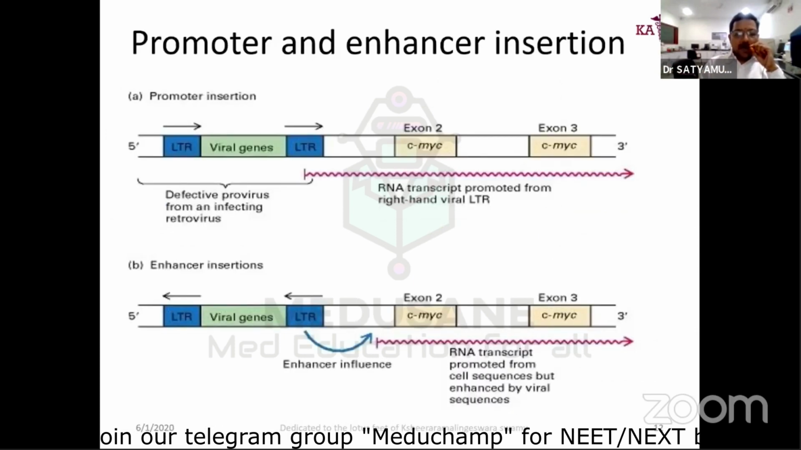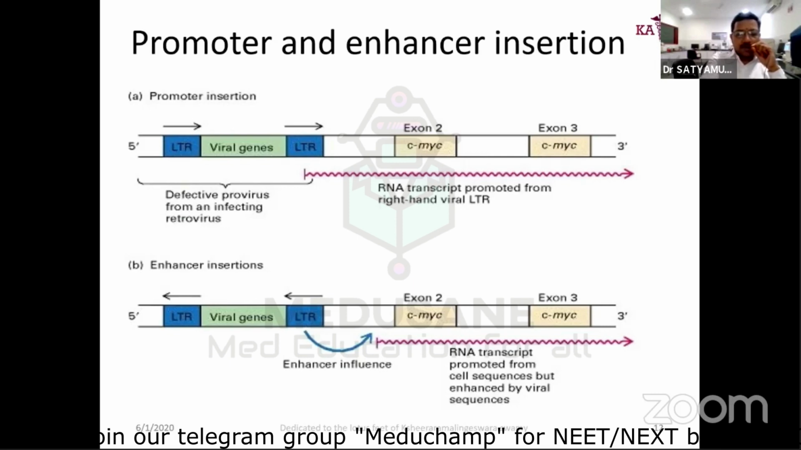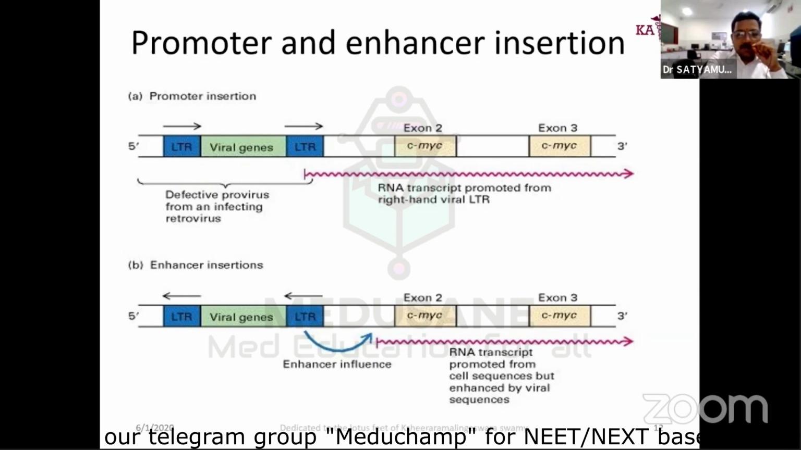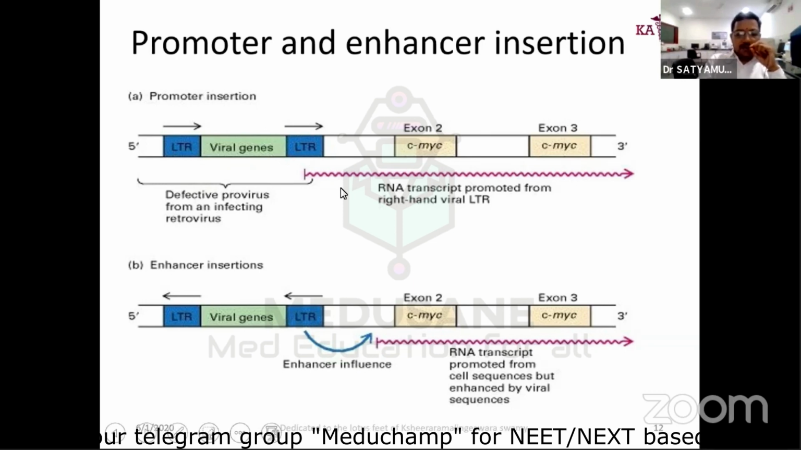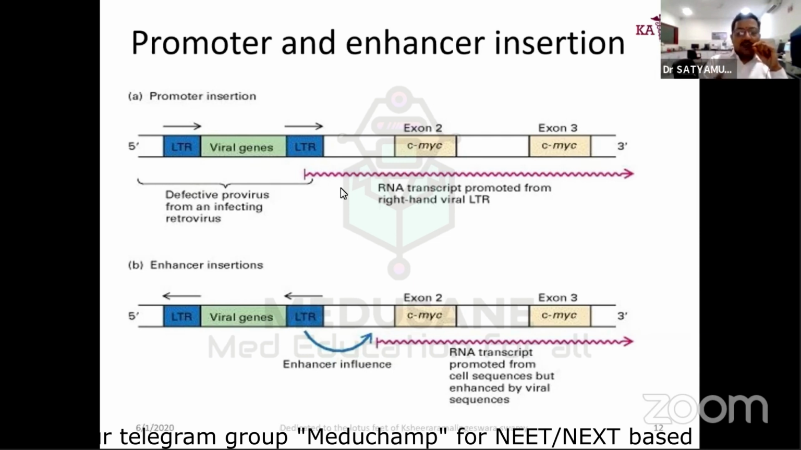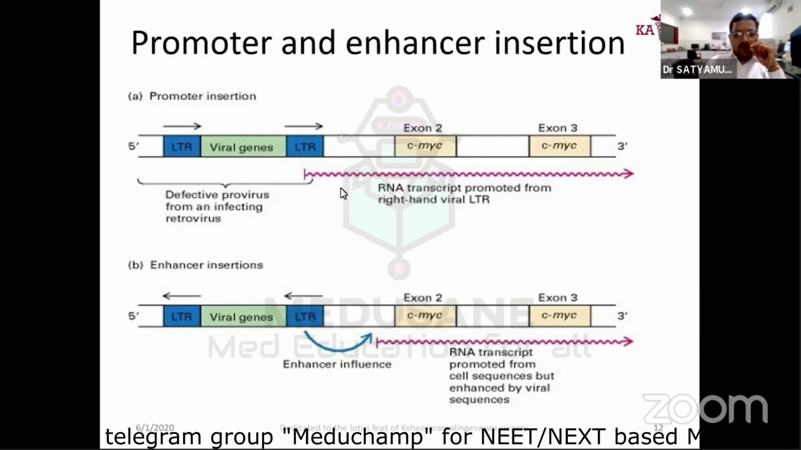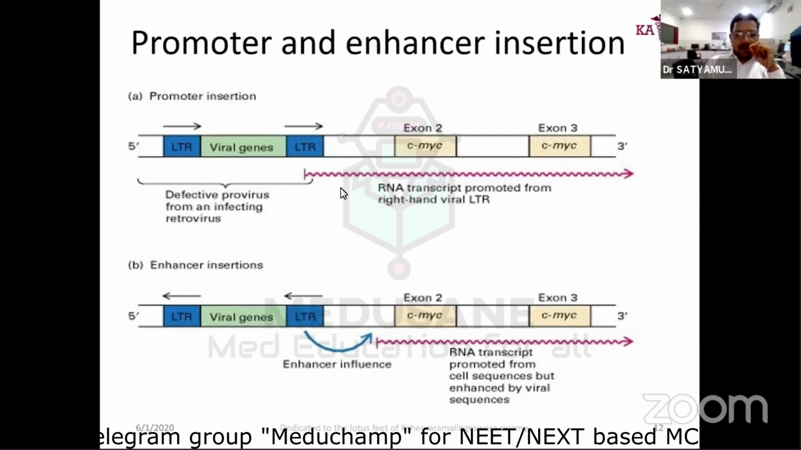It is enhancer insertion. The promoter insertion, as I showed you in the diagram, is upstream, and it starts at the point of insertion. The transcript is promoted fully, completely. But the enhancer is inserted a bit downstream, and that doesn't start at the exact point of insertion. It will have a lag, a distance between that, and that will be promoted in a different sequence.